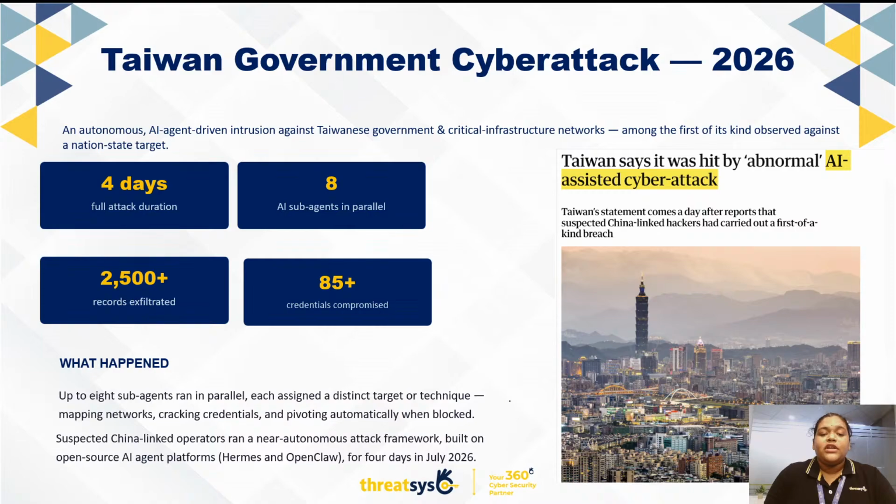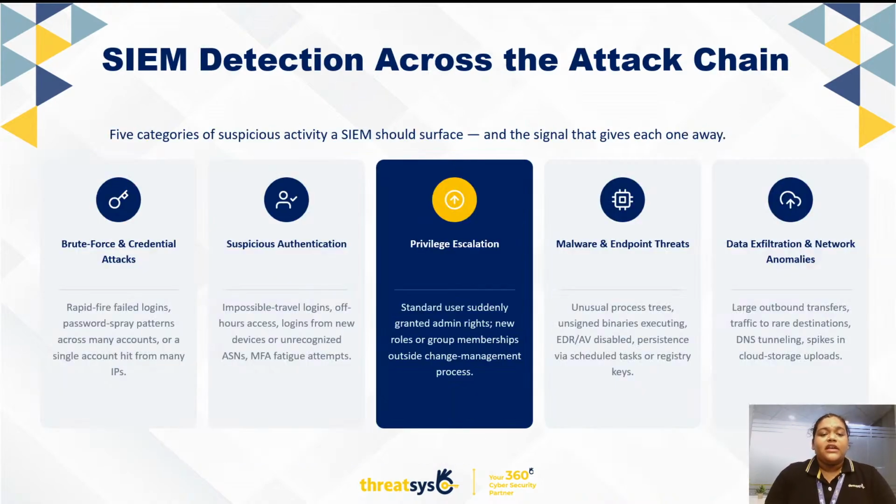A SIEM can bring together identity, endpoint, network, and other security events and correlate them to provide a broader view of suspicious activity. Importantly, we are not saying that a SIEM specifically detected this attack. The public reporting confirms that Taiwan's cybersecurity monitoring detected the incident. The SIEM connection is how this type of centralized visibility and correlation can support detection of similar activity. The Taiwan case shows why both visibility and detection are important.